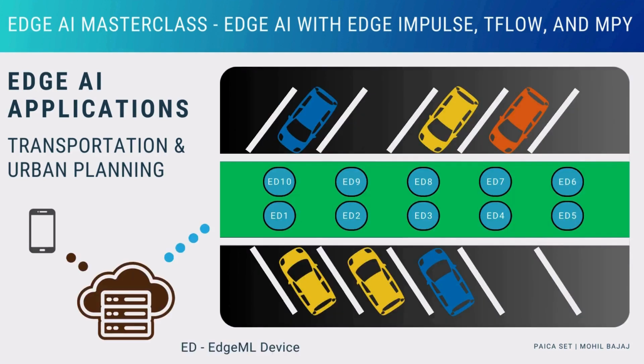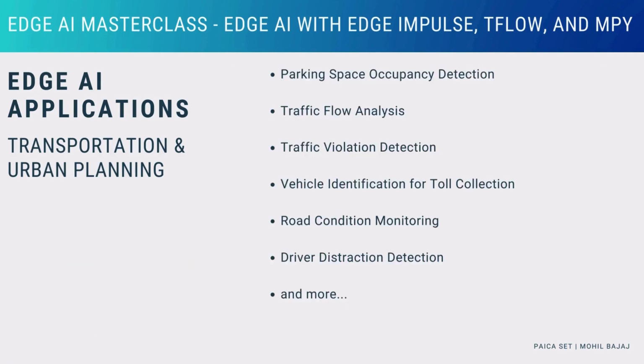Under the hood, the app uses cameras installed at different parking locations and Edge AI to identify the vacant spots and sends that information to a cloud database. The mobile app then fetches this data from the database in real time or near real time and shows it to the user searching for parking spots. Some other applications that work in a similar way are traffic flow analysis, traffic violation detection, vehicle identification for toll collection, road condition monitoring, and driver distraction detection.